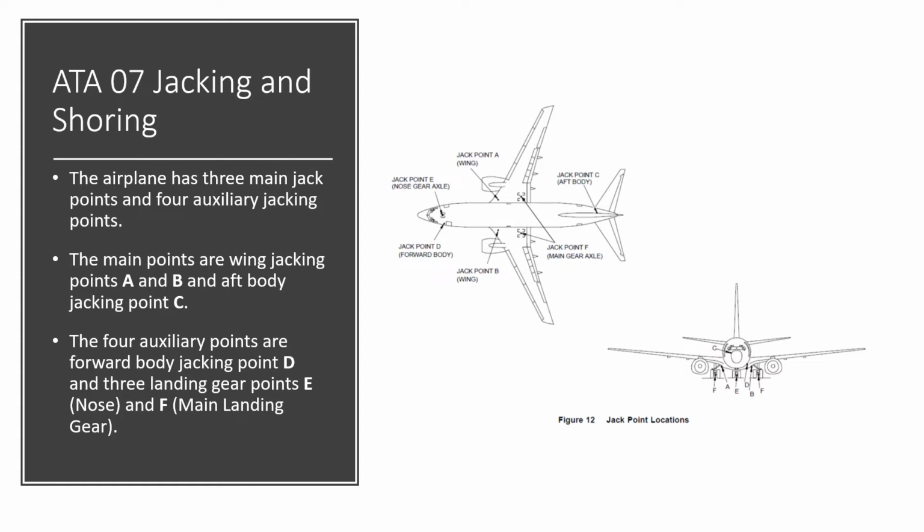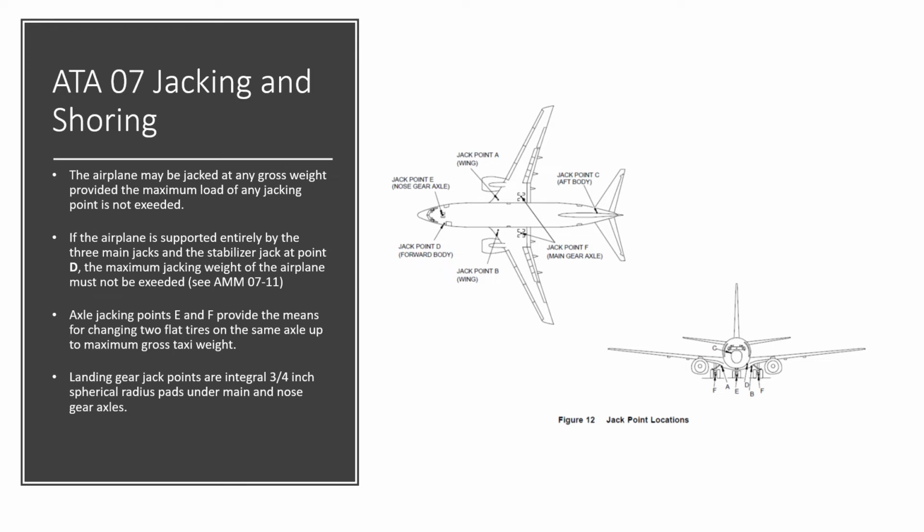The 4 auxiliary points are identified as D, E, and F. So we've got the forward jacking point D, and 3 landing gear points identified as E and F. Obviously for the F, there's 2 of them for the main landing gear. And we can use those to jack up the wheel or the axle if you're doing wheel changes and things like that.